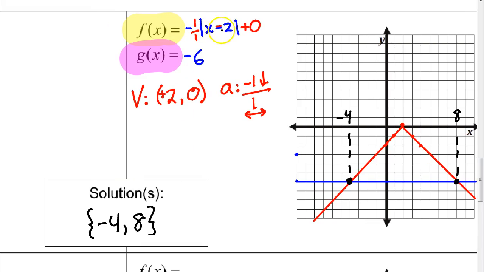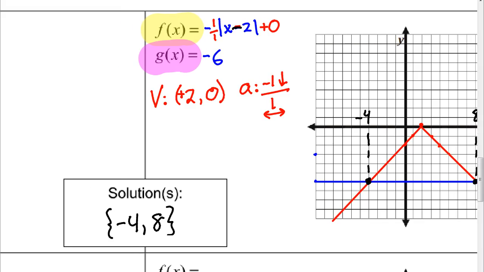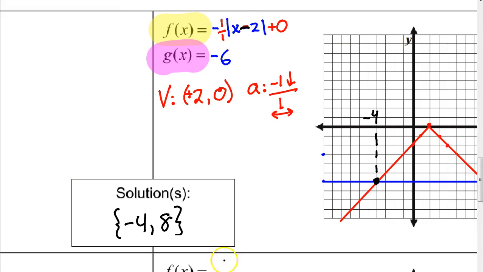Now, if you accidentally went to the left 2 and your vertex is at -2, you probably had these signs, same number, but the signs were reversed. You probably had a +4 with a -8. So you're close, but just shift the opposite direction as you see here.